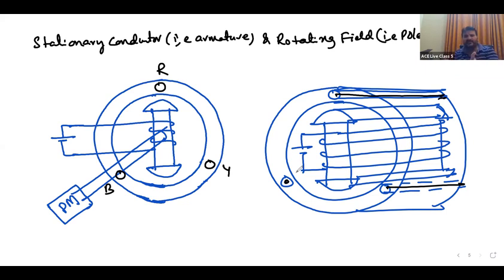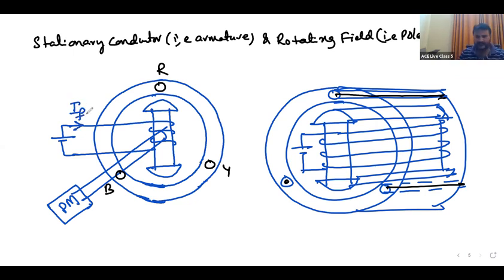But instead of drawing this much diagram, I am drawing the left side, a simple diagram. This isometric view we will see at the time of construction of the alternator. Front view, which looks like a circle, and 3 conductors I am taking. Now, I am giving DC excitation, the field current.